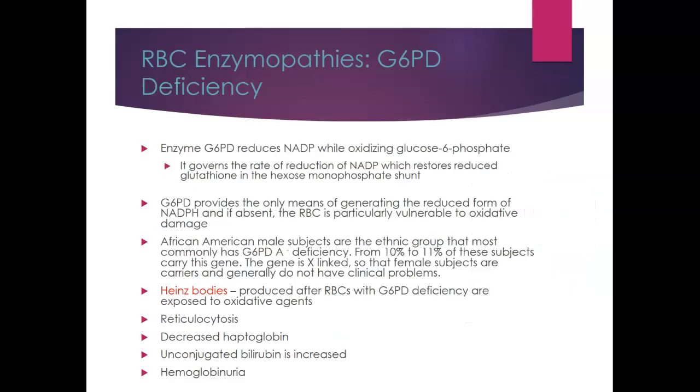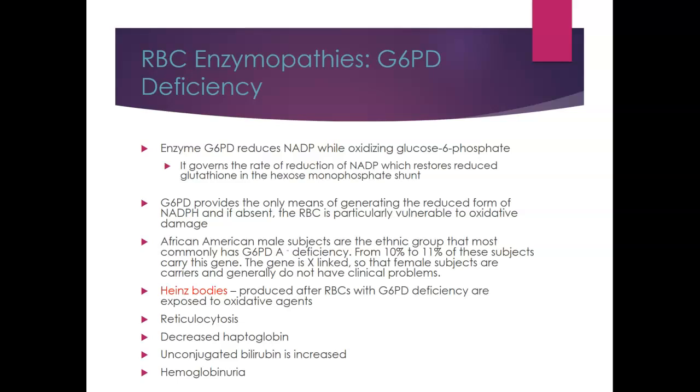The next one is an RBC enzymopathy. The first one is G6PD, or glucose-6-phosphate dehydrogenase deficiency. So with this one, let's go back to in most cases. In most cases, G6PD reduces NADP while oxidizing glucose-6-phosphate. This governs the rate of reduction of NADP, which restores reduced glutathione and the hexose monophosphate shunt, going way back to either biochem or biology class, right?